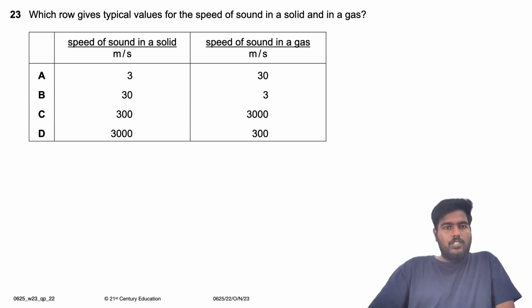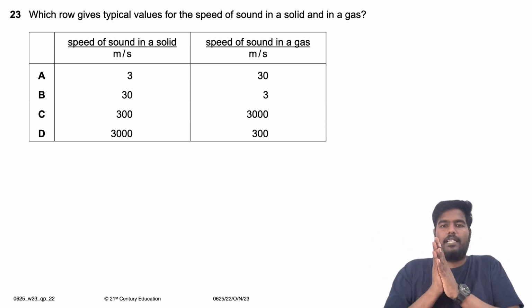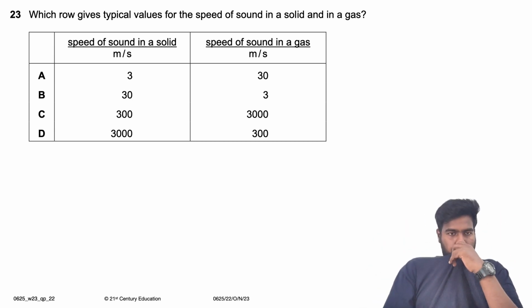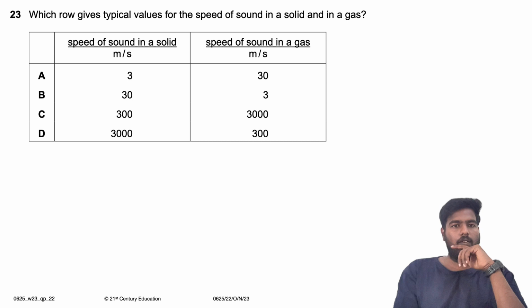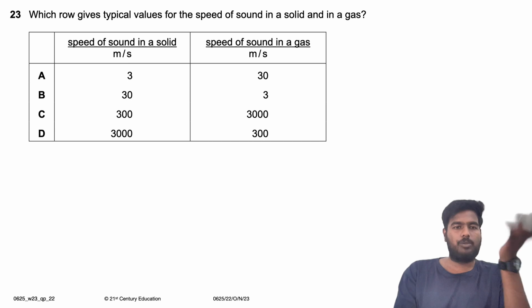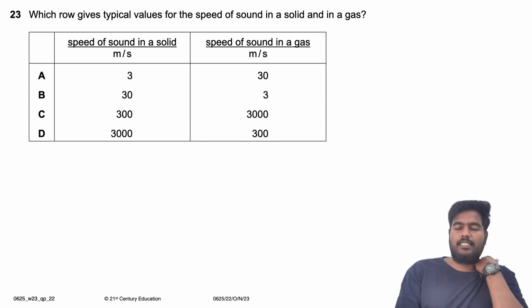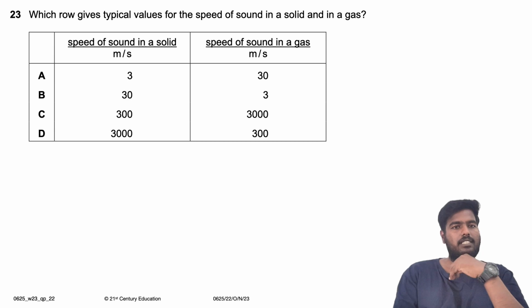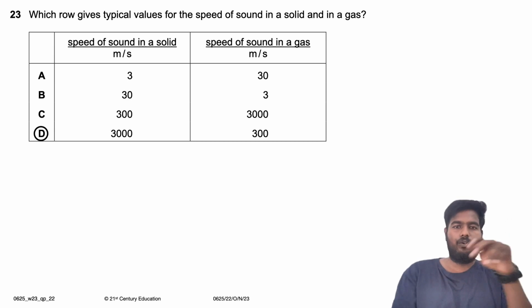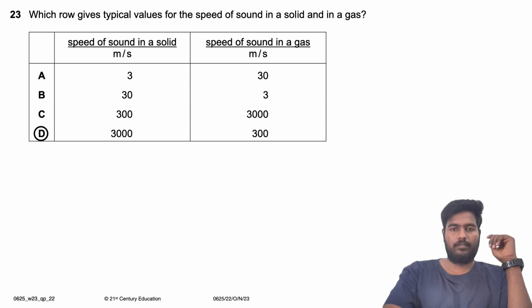Which row gives typical values for the speed of sound in a solid and in a gas? We have to remember the speed of sound in air, steel, concrete. Whichever is more densely packed, sound will travel faster in that. Option B looks like sound in air is 3 and in the solid is 30, but the difference is not that small. Option D is the right answer: sound in the gas is 300 and sound in the solid is 3000. Only if you know the speed of sound in air can you answer this question, because only one option has 300 meters per second.